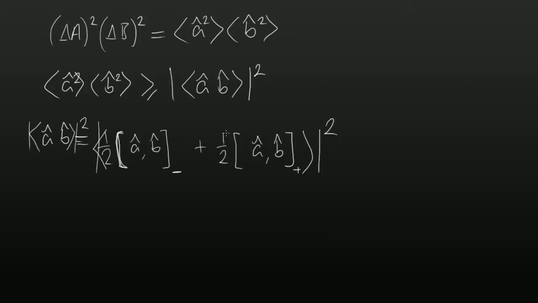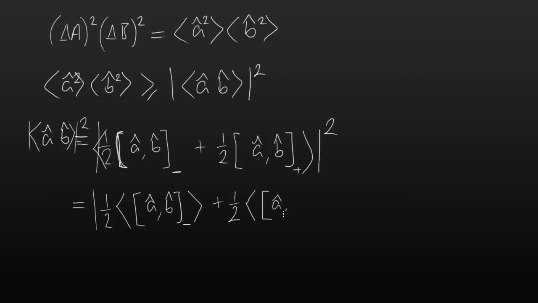So that equals a lot of things. Half the expectation value of this commutator, swing, plus half of the other one, swing, and there we go.